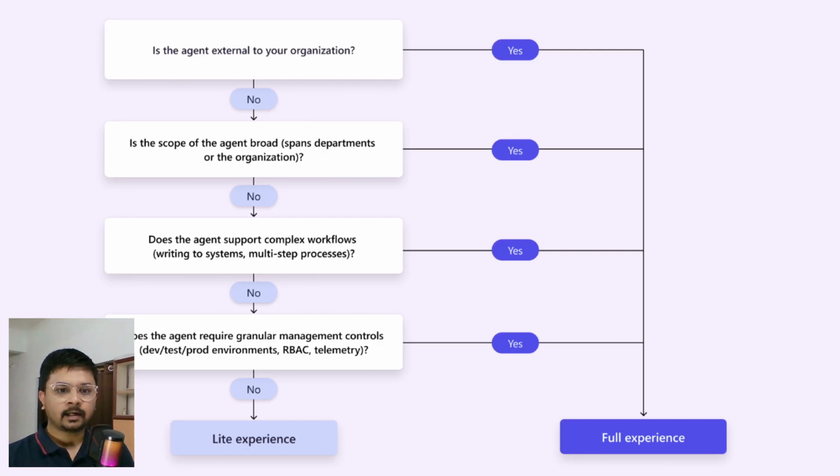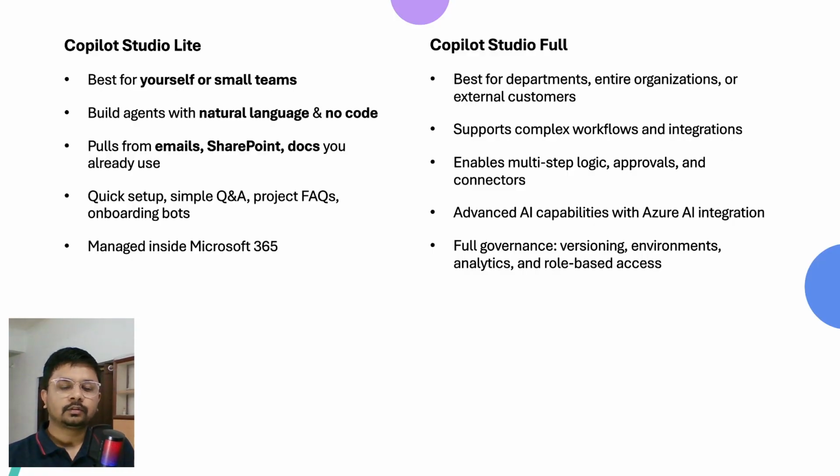But in the next slide I have given a proper summary. So Copilot Studio Lite and Copilot Studio Full: the first thing is, when you want to build it for yourself or a small specific team in your current organization, you can choose the light version. But if it is for the entire organization or for external customers, go with the Copilot Studio full version. The light version is very simple to build. You don't have to write a single line of code. Everything will be in natural language. You just tell Copilot what you want, and it will automatically provide the description, instructions, and setup for you.